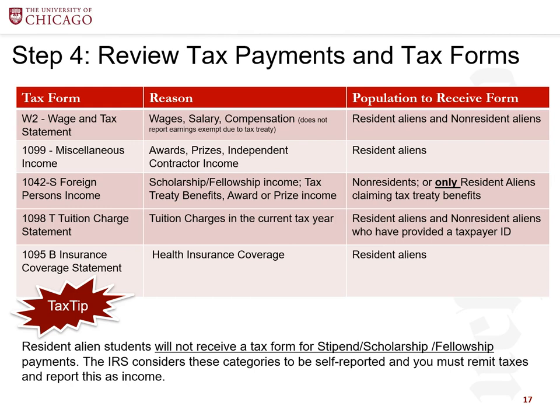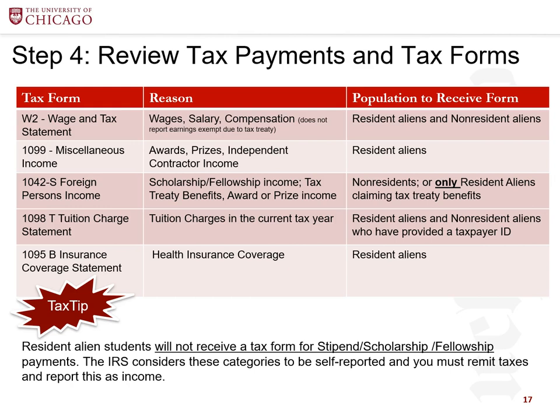So if you had wage income, you would have received a W-2. If you had awards, prizes, or independent contractor income, you would have received a 1099. If you had scholarship fellowship income, or you claimed tax treaty benefits on award, prize income, wage income, or things of that nature, that would be reported on a 1042-S form. And you would have received a 1098-T tuition charge statement that would reflect all of the tuition charges that were made on your behalf in the current year if you had provided the bursar's office with a taxpayer ID, so a Social Security number or an ITIN. We'll talk a little bit more about that in a second.